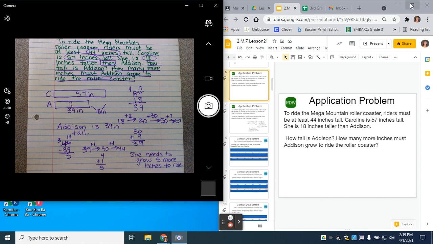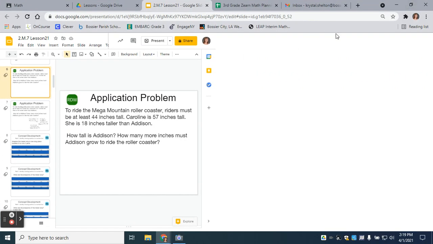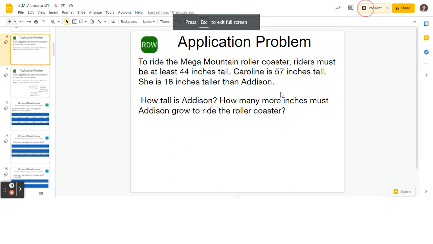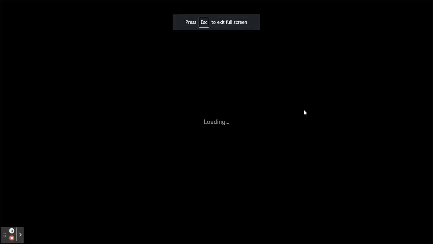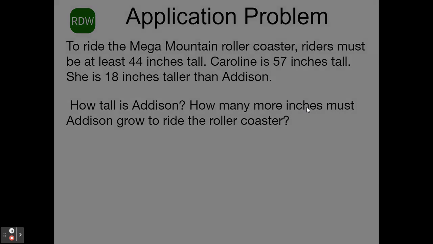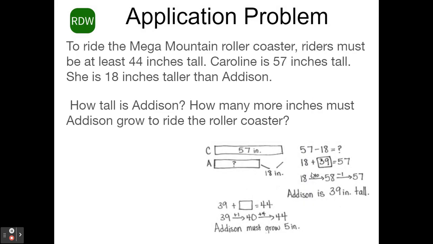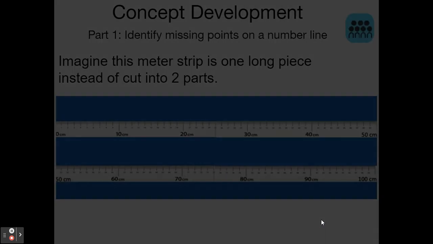All right. Here is a student sample. Let me show you. Here it is. So very much like what we did, in this case, they have a blank here. 18 plus what gives me 57? And we can add that up to make 39, just like we did before. Addison is 39 inches tall, and Addison must grow 5 more inches to ride that roller coaster.